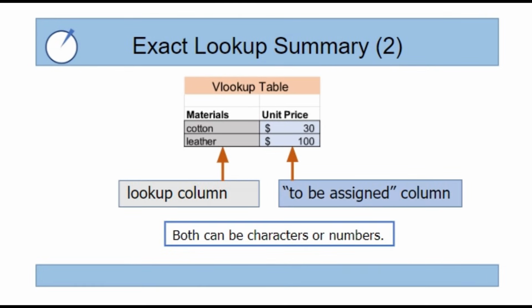One thing to note is that whenever you are creating your lookup table, the first column will always be considered the lookup column, and the second column will be considered the to be assigned column. Either column can be characters or numbers. That concludes today's lesson, where we covered the exact VLOOKUP. In the next lesson, we will cover the range VLOOKUP.